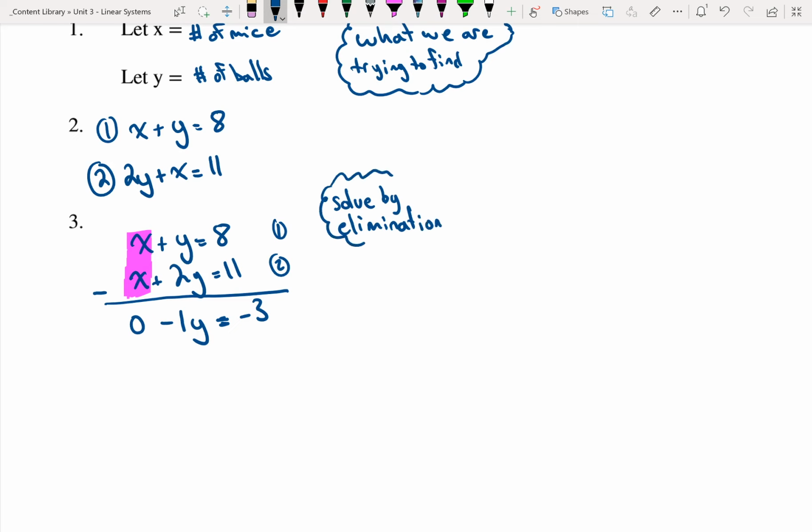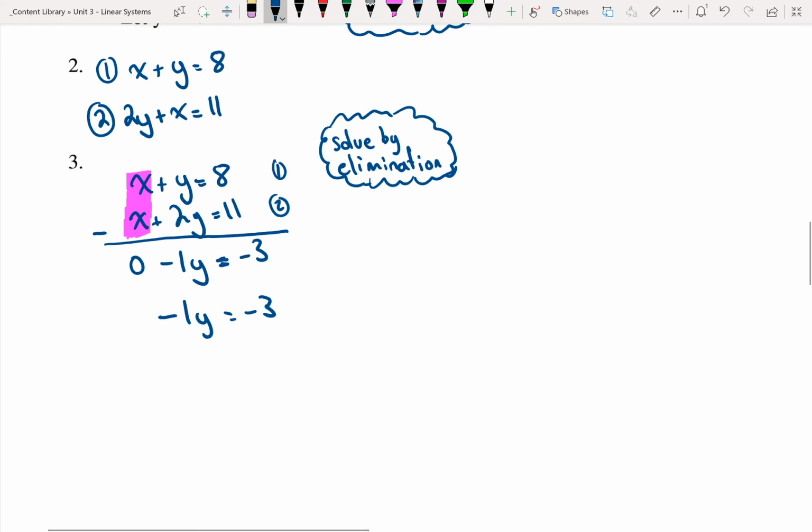So I'm solving by elimination. I subtracted my two equations. I got rid of the x's. I'm left with negative 1y equals negative 3. Now I need to solve for y. So I'm going to divide by negative 1, and divide the other side by negative 1. One side cancels out, and I'm left with y equals 3.